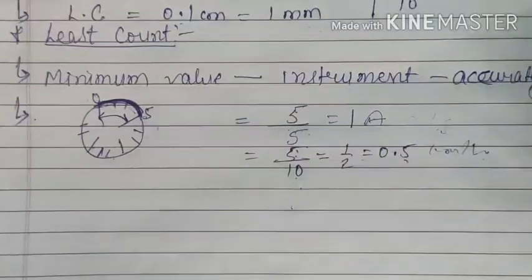Now we have to learn two instruments for measurement of length only, that is the vernier calipers and screw gauge. So we will start our topic with the vernier caliper in the next class.